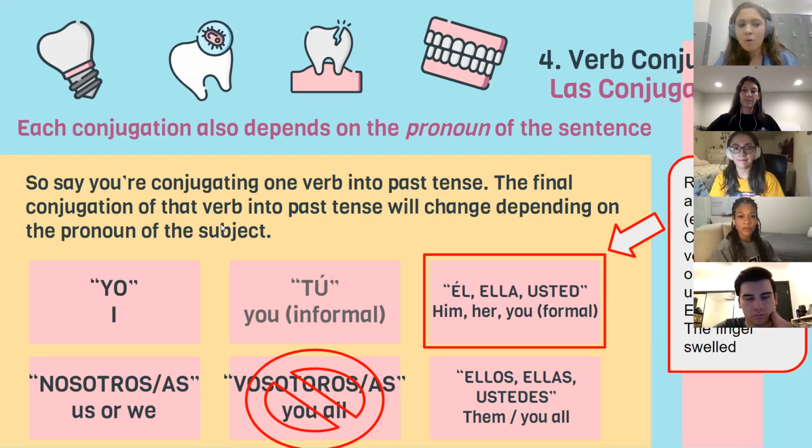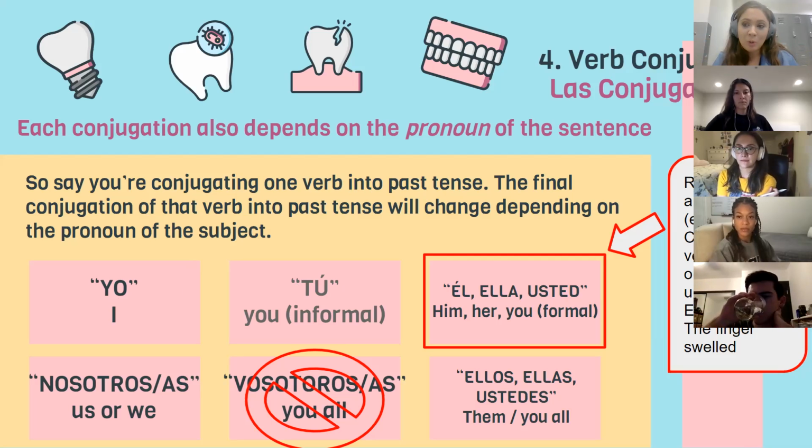Like I said, we're going to focus mostly on yo and tú, but a lot of times, especially in dental school, you will be treating patients that you don't know or that are older than you. We recommend you use usted instead of tú, because usted is more formal, like you're talking to somebody more elder than you whom you don't know. As you get to know them, you can use tú, but for the sake of your patients, let's just keep it at usted.